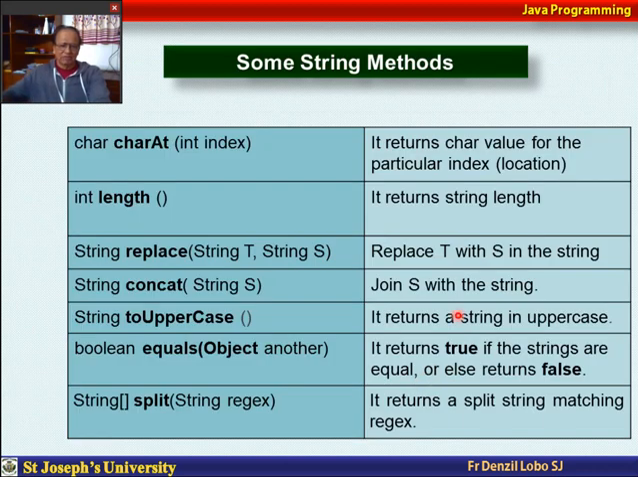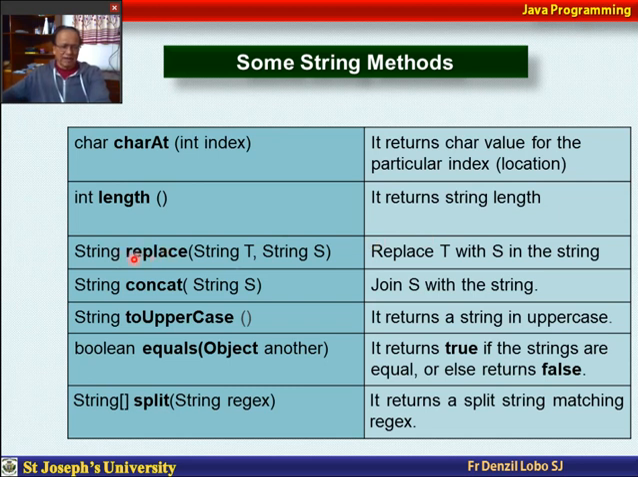Now let us see some of the methods which are associated with Java strings. You have charAt. So your string dot charAt, and you give the index. It returns the character value for the particular index or location in the string. Then length. You have string dot length. Immediately it gives the length, as we have done in the case of arrays also. Array dot length would give the length of the array, the number of items stored in the array.